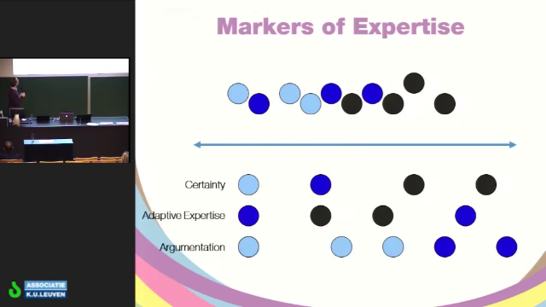So we look at things like argumentation, how they talk about their projects, and certainty, how certain they are about what they're doing and the results that they're getting, and other things that I'll explain a little bit, like adaptive expertise.